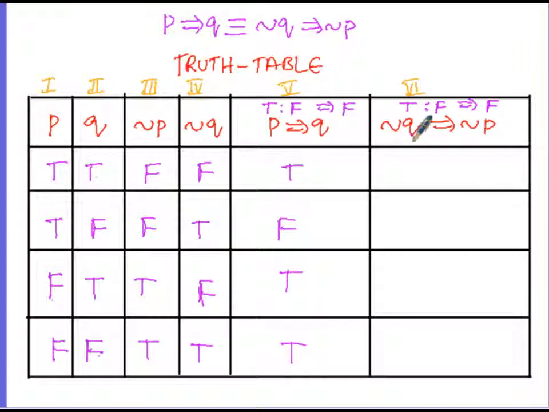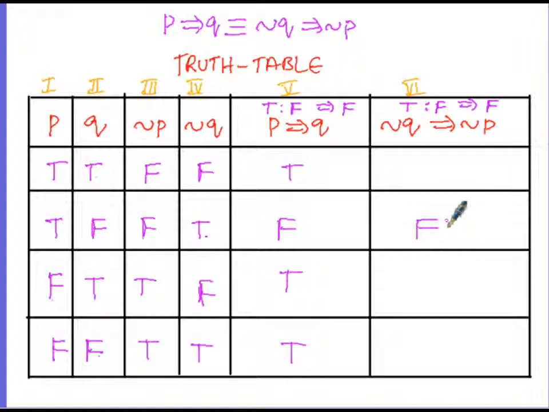So negation Q is under the fourth column and negation P under the third column. Here we have to see negation Q as true and negation P as false. So in the reverse manner we have to see false and false. Here it is true and it is false. So here negation Q is true and negation P is false, so a true statement does not imply a false statement, and we will be getting it as false.